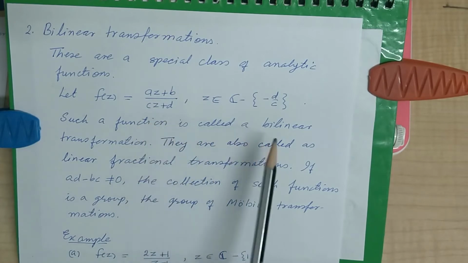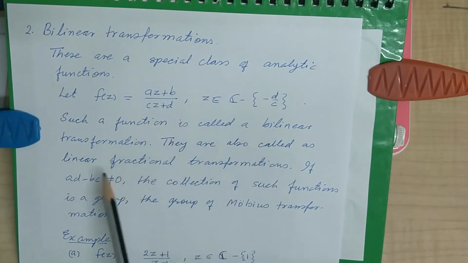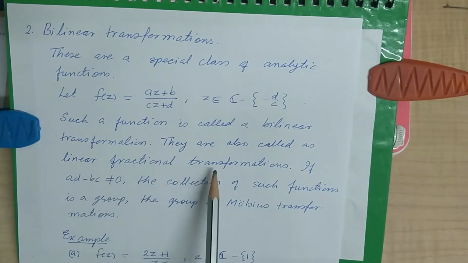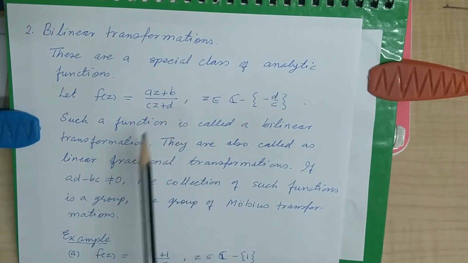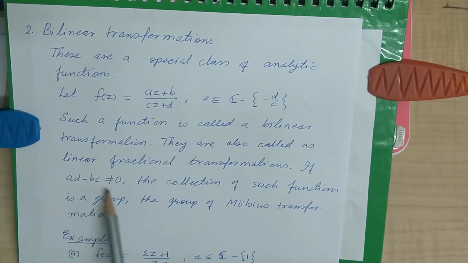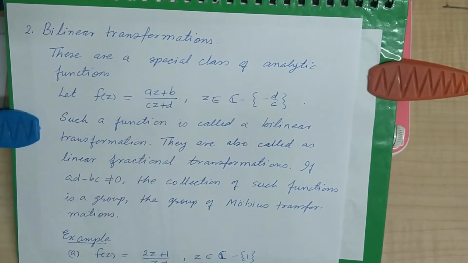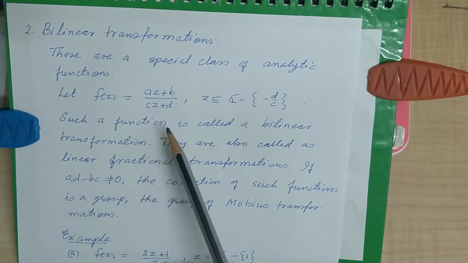So these functions which are bilinear transformations are also referred to by another name, linear fractional transformations. If ad minus bc, if the coefficients satisfy this property, that if ad minus bc is not 0, the collection of such functions forms a group, the group of Mobius transformations. So people who understand the language of groups, for them this is an example of a group. It's an infinite group, of course.